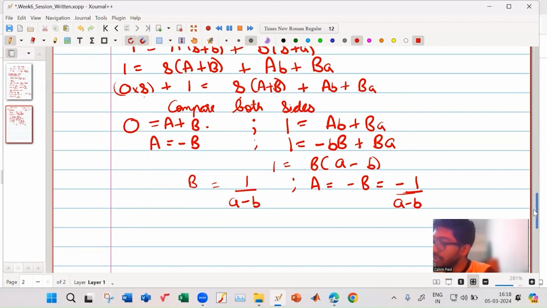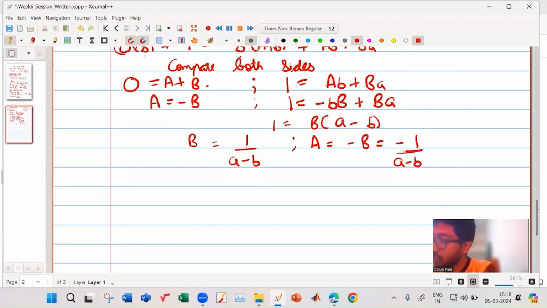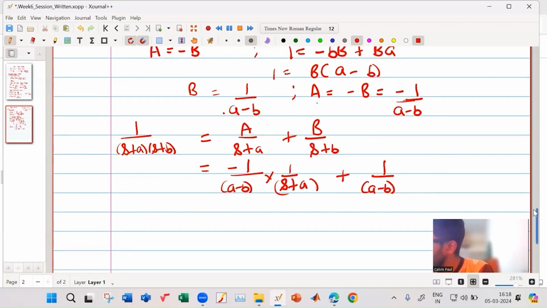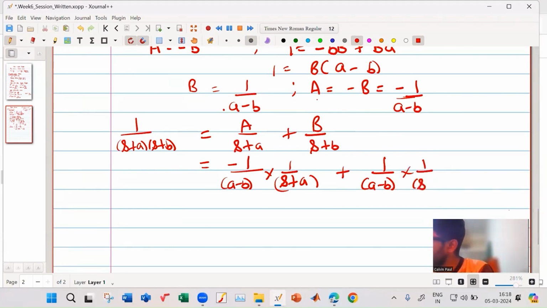So now I can write 1 upon (S plus A) into (S plus B) is equal to capital A upon S plus A plus capital B upon S plus B. I substitute these values of A and B, and I will get minus 1 upon A minus B into 1 upon S plus A, plus 1 upon A minus B into 1 upon S plus B.